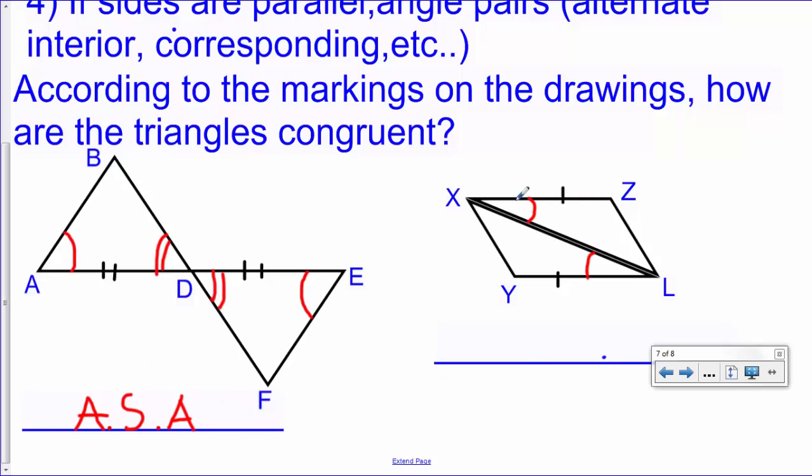Our second one, we have these two sides marked, and then we have a pair of angles marked. We have a common side between the two triangles, so we'll mark the common side. You'll have a lot of common sides between two triangles if they share something. In this case, XL is what they share in common. So on this one, our triangle congruence test will be side, angle, side. You list according to what you have marked on the picture as to how the triangles are going to be congruent.